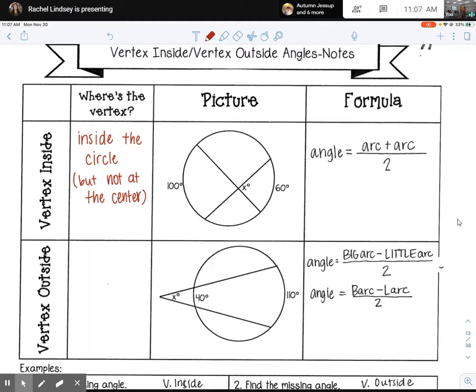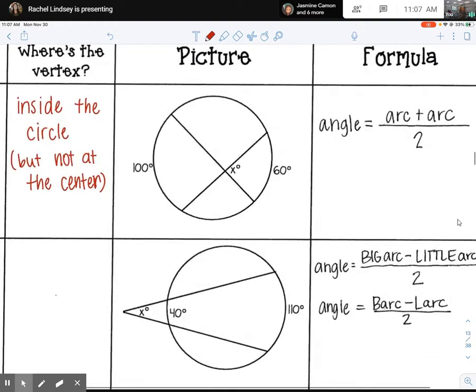And the formula we use for that is arc plus arc divided by 2 will give you your angle. So 100 plus 60 divided by 2 will give you x. So arc plus arc divided by 2 will give you the angle inside. So 160 divided by 2, what is that? What's 160 divided by 2? 80. So x would equal 80.